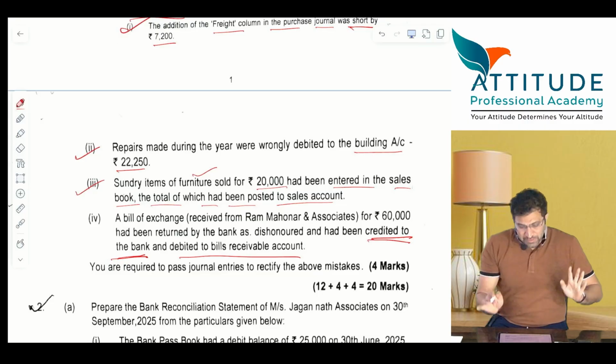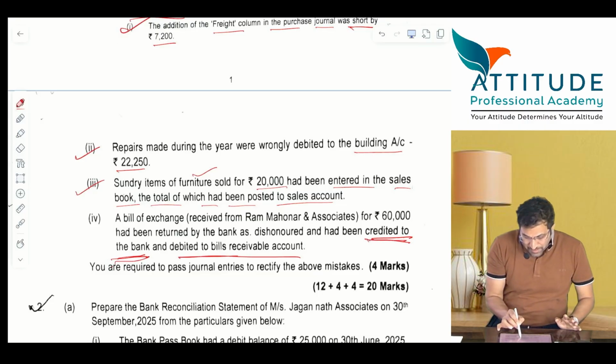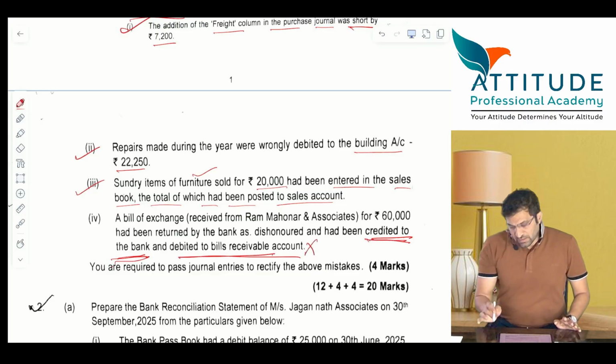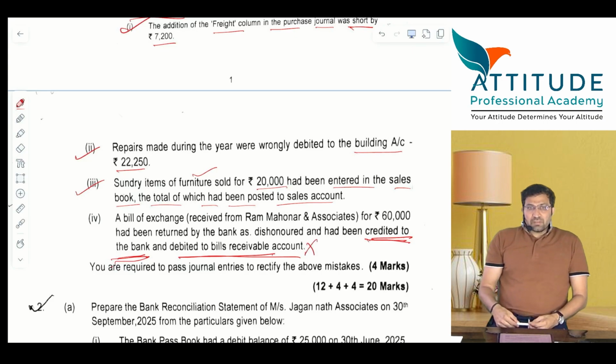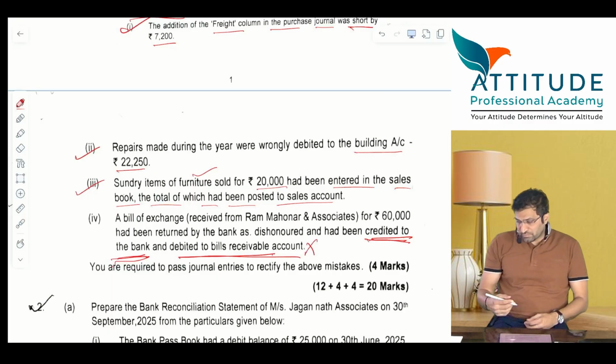वो तो correct है. So credited to bank ये correct है. But debited to bills receivable ये गलत है. Right there. Ram Manohar and Associates account debit to bills receivable. Is that clear? Right there.